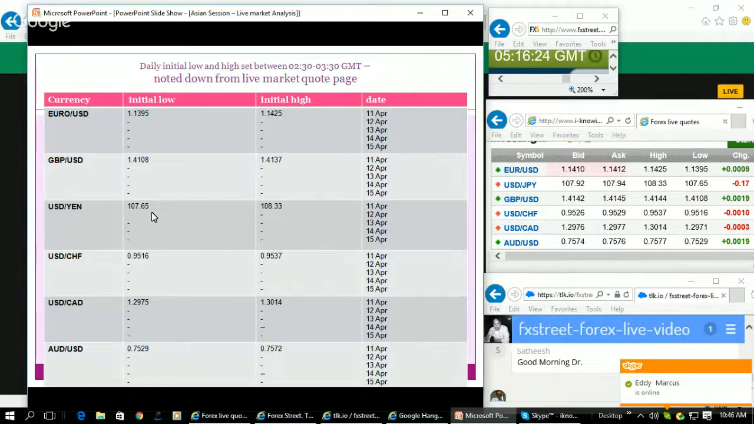Then in the case of yen, 107.65 is the low. Slowly they are gaining the level, and once they breach 108 and consolidate and accumulate all the sells, then you will find they will start making quick upward moves in order to book profit with regard to their buy positions. And in the case of CHF, 95.16 is the low and 95.37 is the high. They set 95.37.